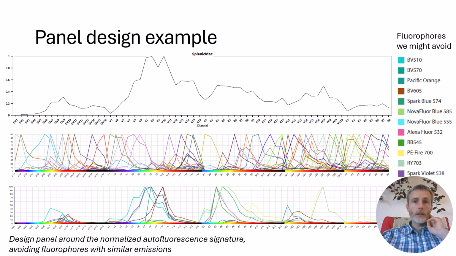The middle band here shows fluorophores that would probably be acceptable to use, while the lower band and the list on the right shows fluorophores that we might want to avoid due to spectral similarity to the autofluorescence signature.